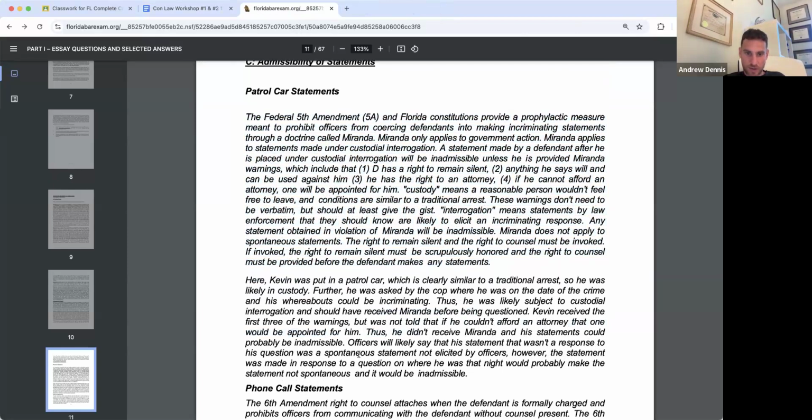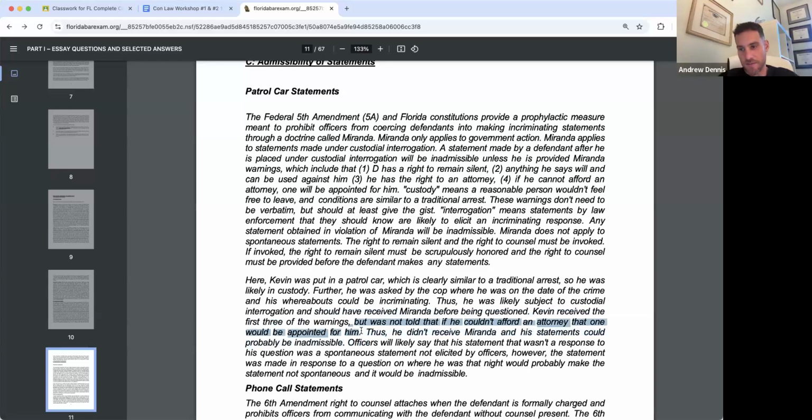They would likely say the statement was a response to his question, a spontaneous statement. It was made in response to a question. We might probably make the statement not spontaneous, so it would be inadmissible because it was a custodial interrogation. He should have received Miranda rights. He received the first three of the warnings, but was not told that if he couldn't afford an attorney, one would be provided for him.